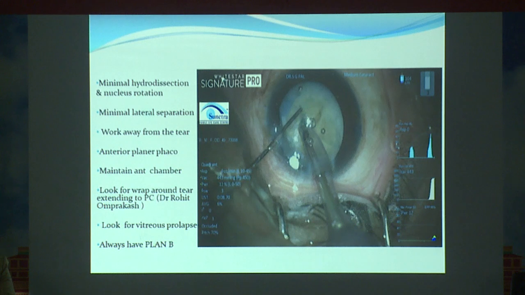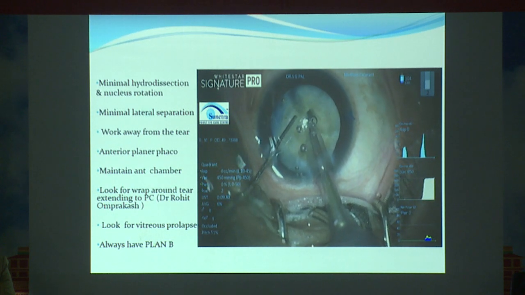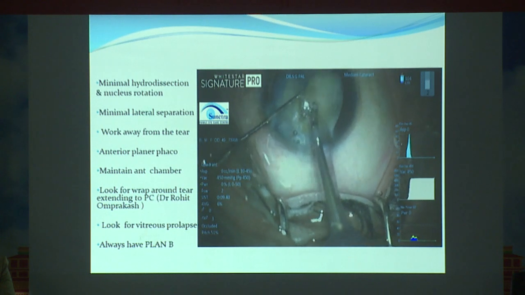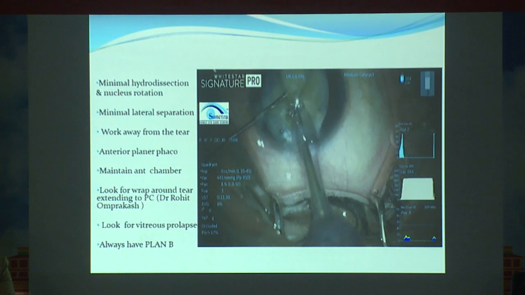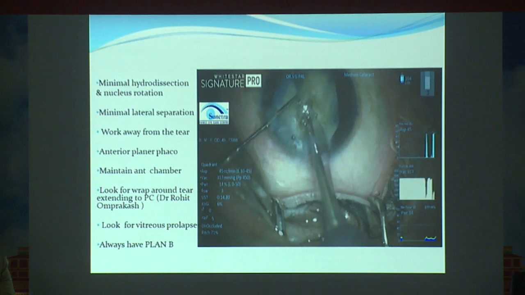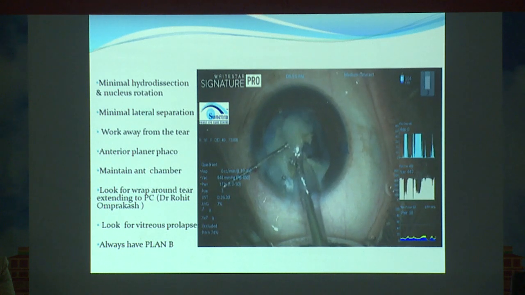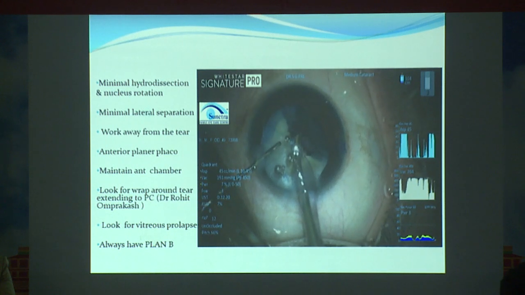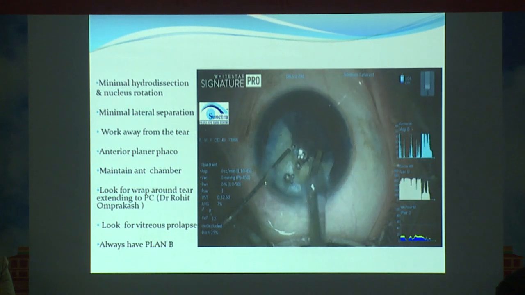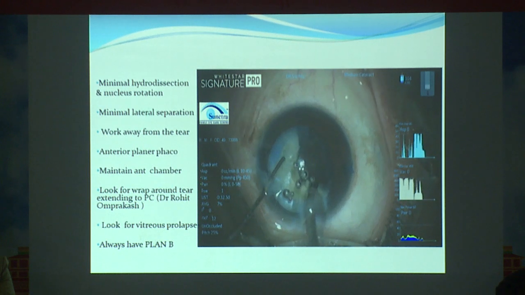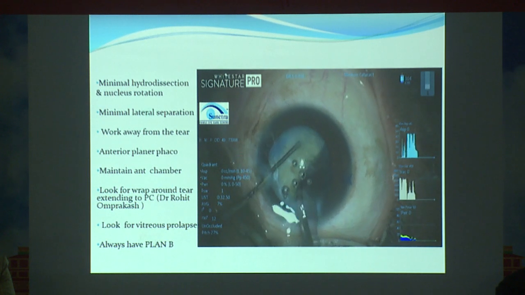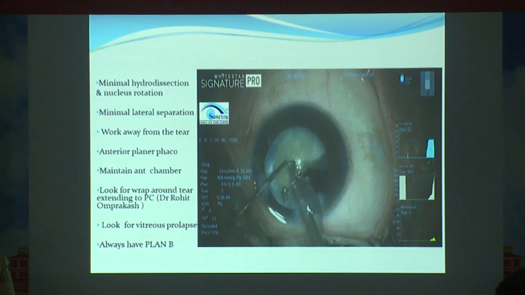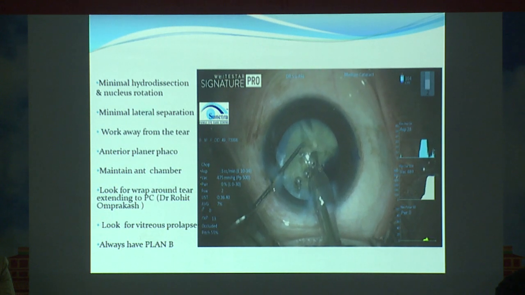So the principle you have to follow here is minimal lateral separation, working away from the tear. Here the tear was at 2 o'clock. Try to maintain the anterior chamber as much as possible, and look for the Rohit Amparkar sign. Sorry for the mistake in the name spelling. If the extension flap is fluttering, then you are sure that it has not gone as a wrap-around tear. But if it is taut, then you have to be cautious, and you have to move to plan B, either ECCE or anterior planar phaco or SICS in those situations. So if the flap becomes taut, that means it is becoming a wraparound tear.